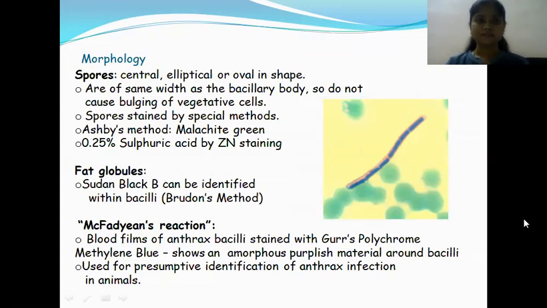Then Bacillus anthracis possesses fat globules. These fat globules can also be seen by staining them with Sudan black B. This method is called the Burdon method.